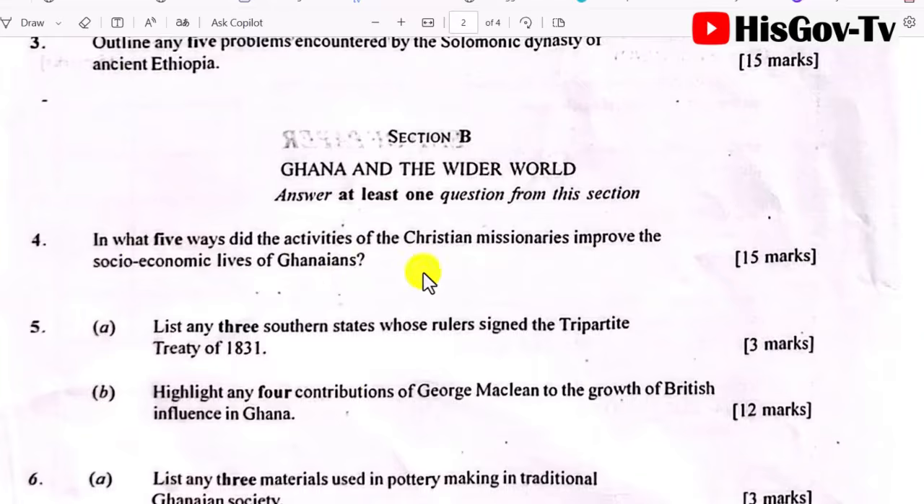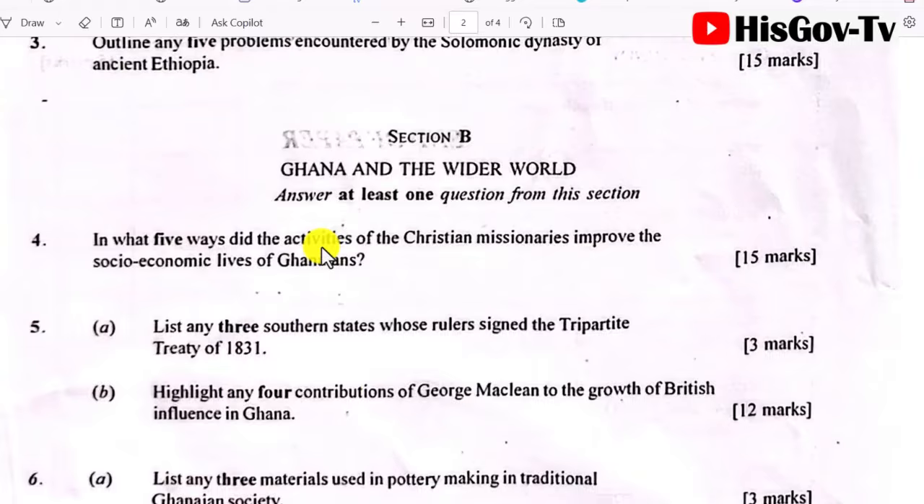So you don't add any point about politics or a political point, okay? 15 marks. Here, go straight to the question. Please don't start by writing a long introduction, mentioning names of European missionaries that came, or even trying to get the years in which they came. No. Just go straight to the question.